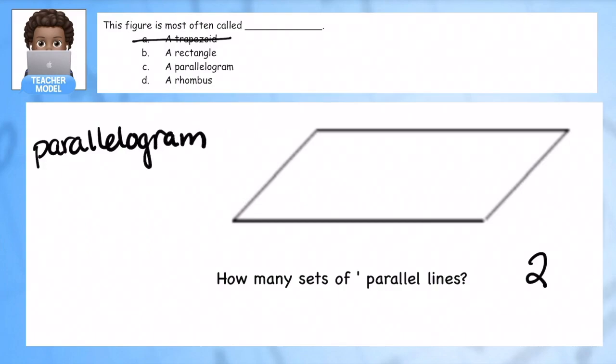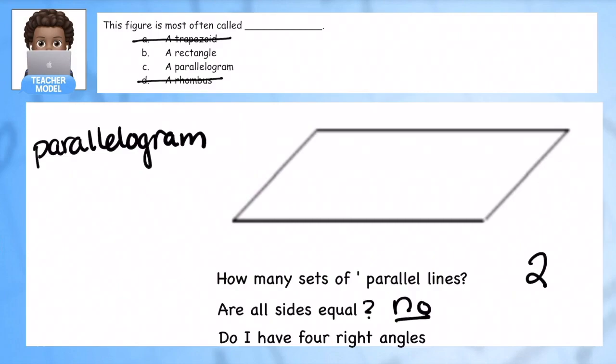So let's try and distinguish if it's a rhombus or not. My second question is, are all the sides equal? And my answer to this is no, all sides are not equal, so I know it is not a rhombus. And now I'm going to ask, how do I know if it could be a rectangle? A rectangle is a parallelogram, so my question is whether I have 4 right angles, and my answer is no, I do not have 4 right angles, so it cannot be a rectangle.